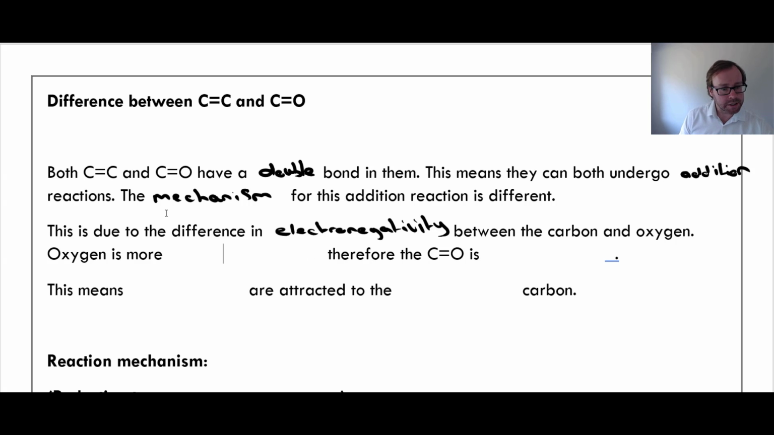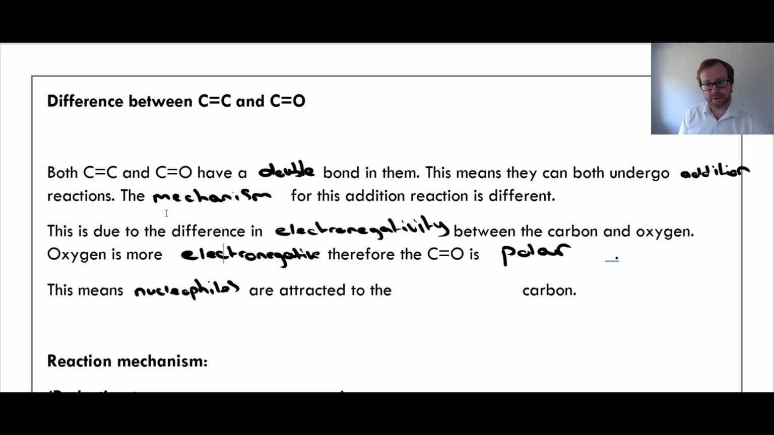Oxygen, as we know, is more electronegative than carbon. Therefore, the C=O double bond is polar. And this means nucleophiles are attracted to the positive carbon.